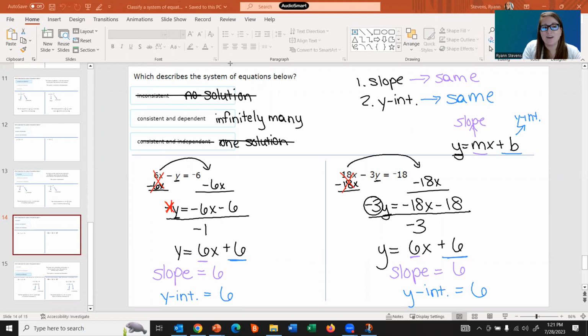And so we could say our answer for this is going to be infinitely many solutions because they are the same exact line, same slope, same y-intercept. We could also classify this system of equations as being consistent and dependent. They are the same line, they are dependent on each other.